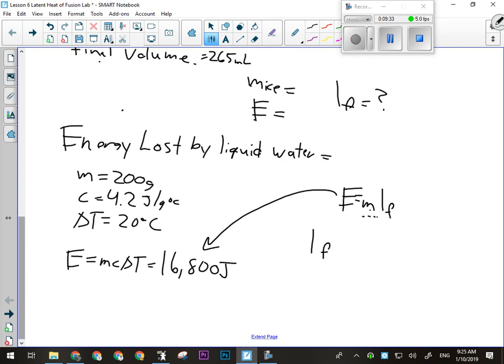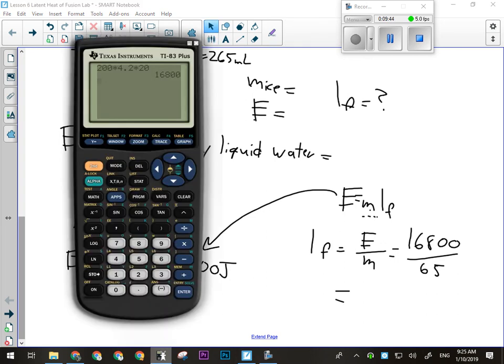So to get LF, E divided by M: 16,800 divided by 65. That'll give me what the latent heat of fusion for water ends up being for this data. And it's a bit off. Honestly, when we do this experiment, we rarely get close. Why? What are some major sources of error that we're not taking into account when we do this lab?